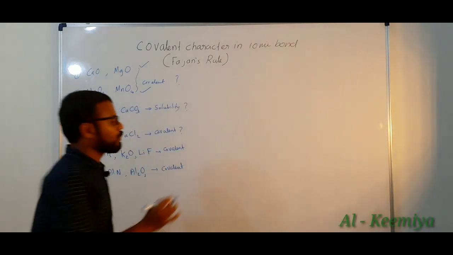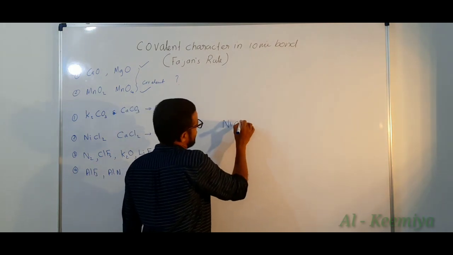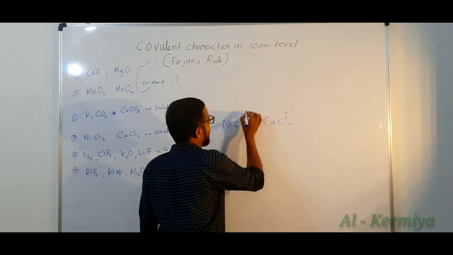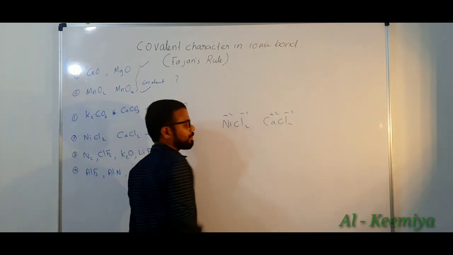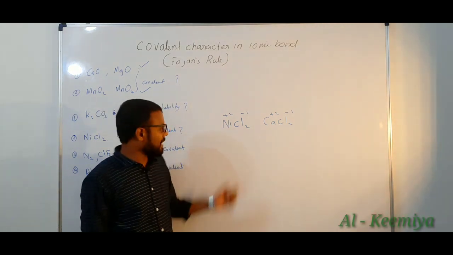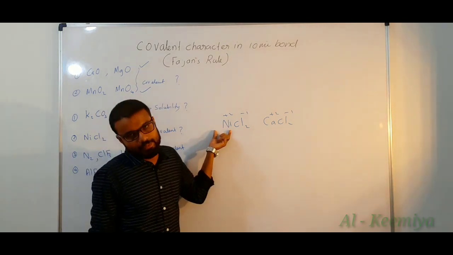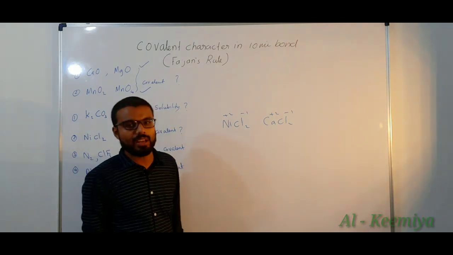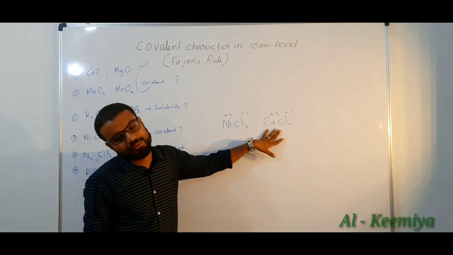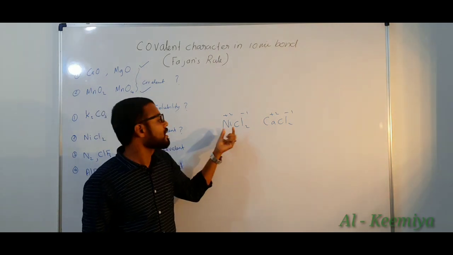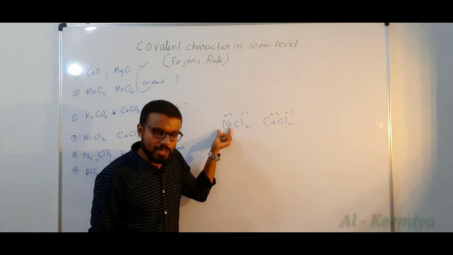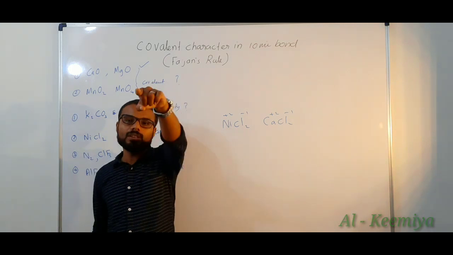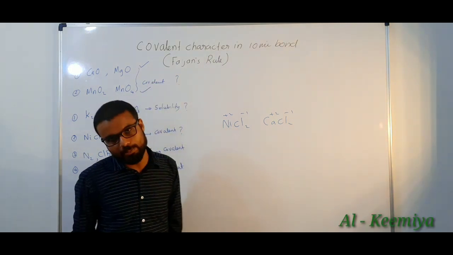Next, NiCl2 and CaCl2. The anion is -1 and the cation is +2 in both. Here we have to check something else. See, here a transition element came. In the case of transition elements, generally the covalent character is higher than s-block elements, first and second group elements, because of the poor shielding of d and f orbitals, the outer electrons are not easily participated in ionic bonding.